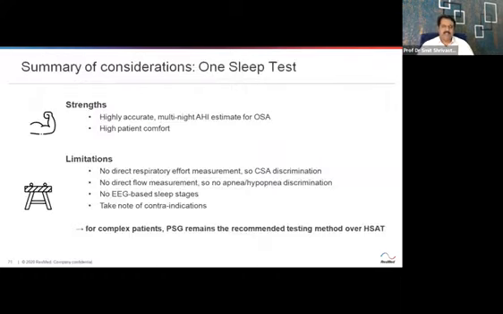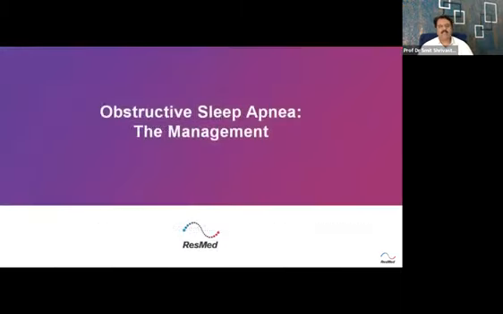So the strength of this test is that it is accurate. It can be utilized for 1 night, 2 nights, 3 nights with the same device, with high patient comfort in his own comfortable house. Limitations: it does not record direct respiratory effort, so we cannot discriminate between central apneas and other types of apnea. It does not give the EEG-based sleep stages, and it does not give apnea or hypopnea discrimination. So it remains only good for a screening test. Once this is positive, we can subject these patients to the other test.